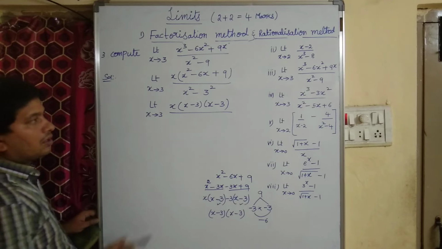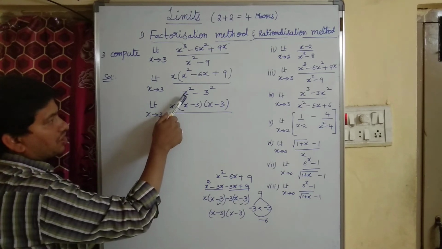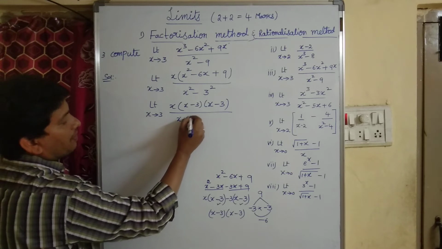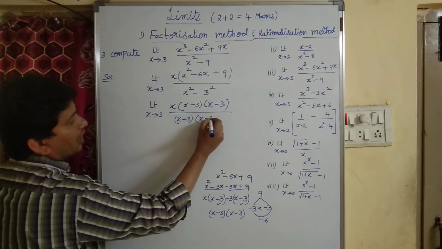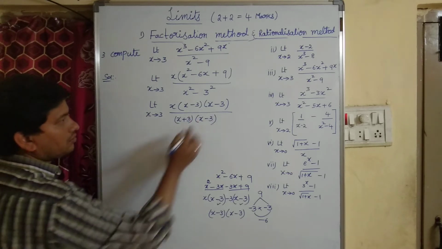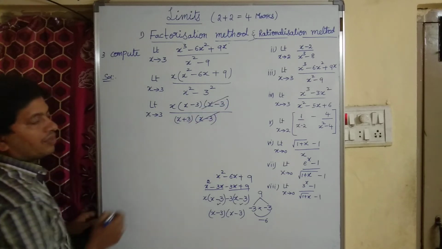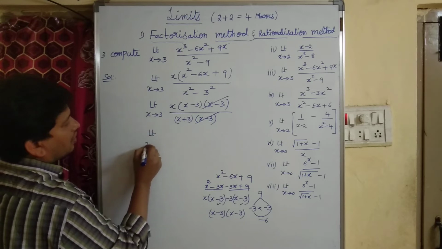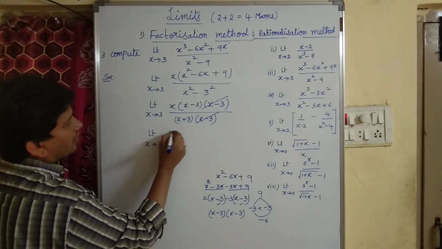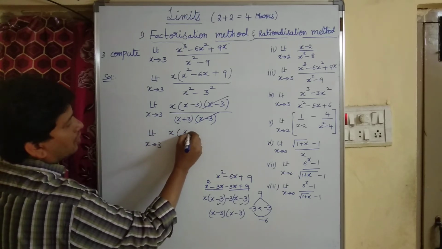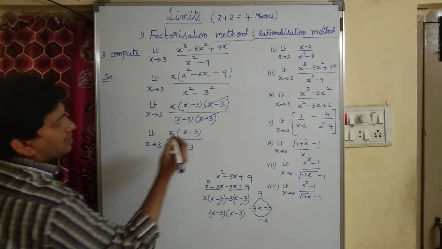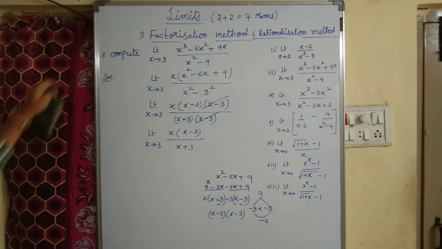the denominator, which is in the form of a square minus b square. I can write it as a plus b into a minus b. x minus 3 gets cancelled. So limit x tends to 3, x into x minus 3 divided by x plus 3. Right?